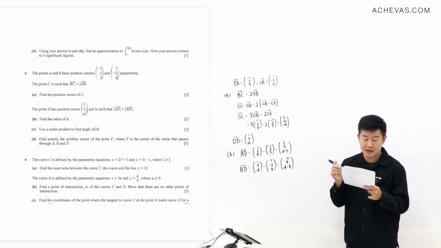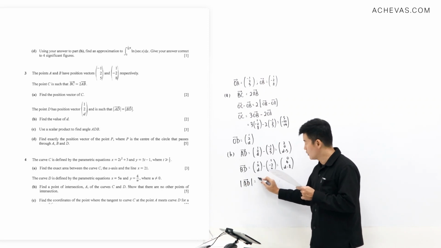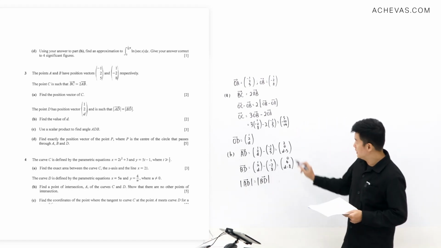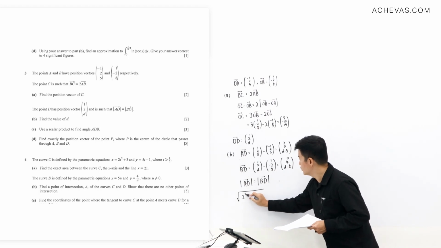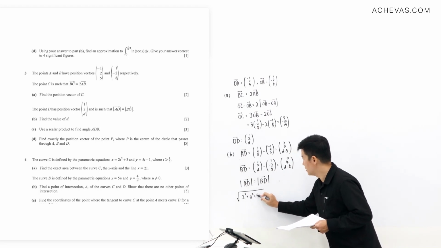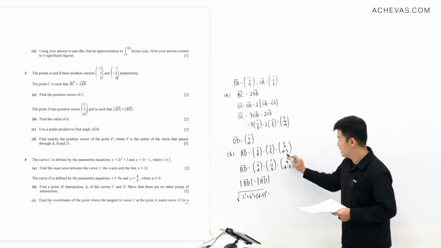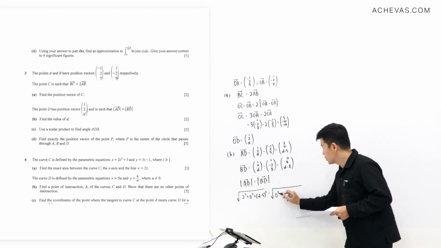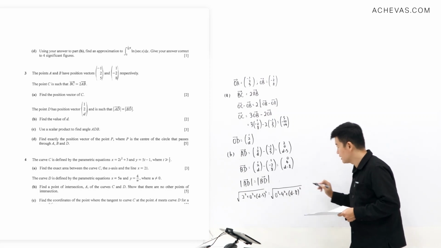And then we are going to use that equation that is given to us, where the question says the modulus of AD is in fact equal to the modulus of BD. So the modulus of AD is going to be the square root of 2 squared plus 0 squared plus (D minus 5) squared. And the modulus of BD is going to be the square root of 0 squared plus 4 squared plus (D minus 8) squared.